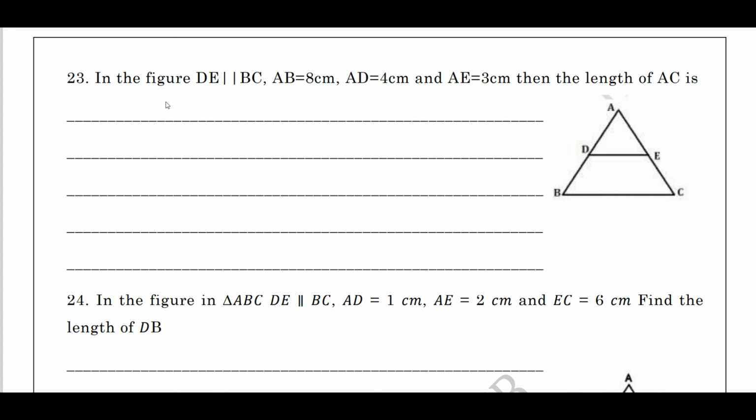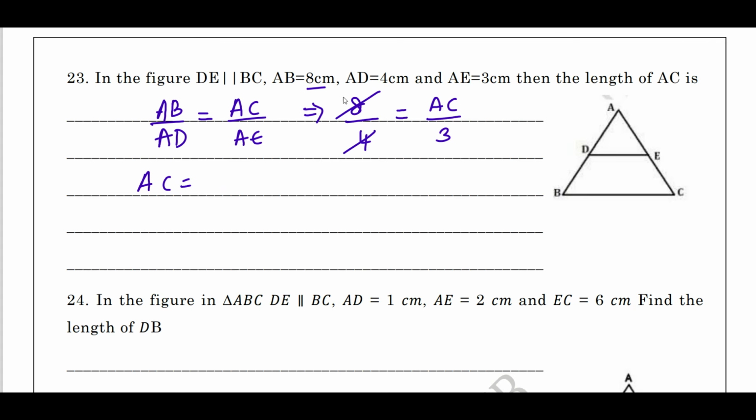Now, using the concept of Thales theorem, AB by AD equals AC by AE. AB is 8, AD is 4, AC we need to find out, AE is 3. Cross multiply, AC equals 4 2s are 8, 3 2s are 6. So therefore AC equals 6 centimeter.